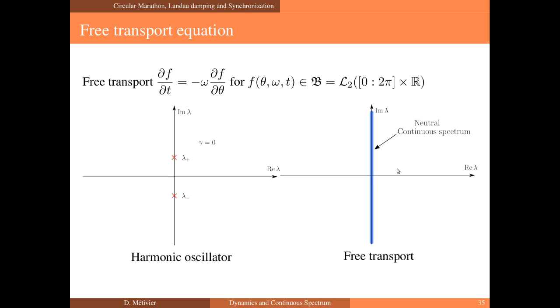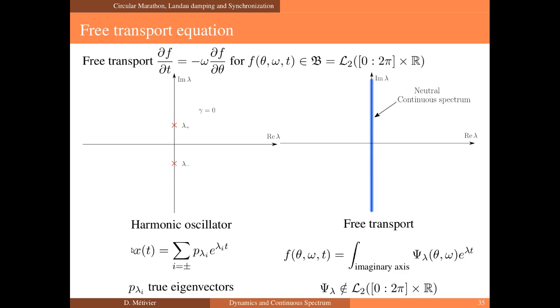Remember, we studied in the first lecture the harmonic oscillator case, where we also had natural eigenvalues, but there we have only two. And here we have a whole line of continuous spectrum. So basically, there we had oscillation, our system was oscillating, and here what is it going to do? Yeah, that's the question.